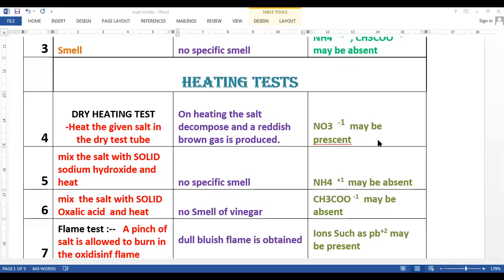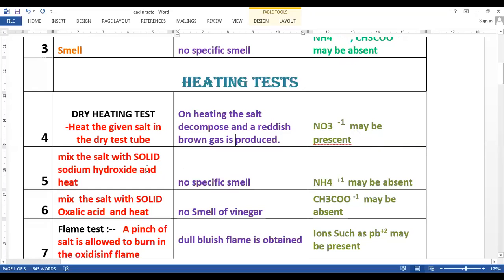हम यहाँ पे श्योर नहीं हो रहे हैं क्योंकि ये जस्ट हीटिंग टेस्ट है। हम कंफर्मेटिव टेस्ट करेंगे और फिर इसको कंफर्म करेंगे। बट यू कैन अंडरस्टैंड कि भाई इफ द रेडिश ब्राउन गैस इज प्रोड्यूस्ड, NO3- ion may be present. Now we'll look to the next test.